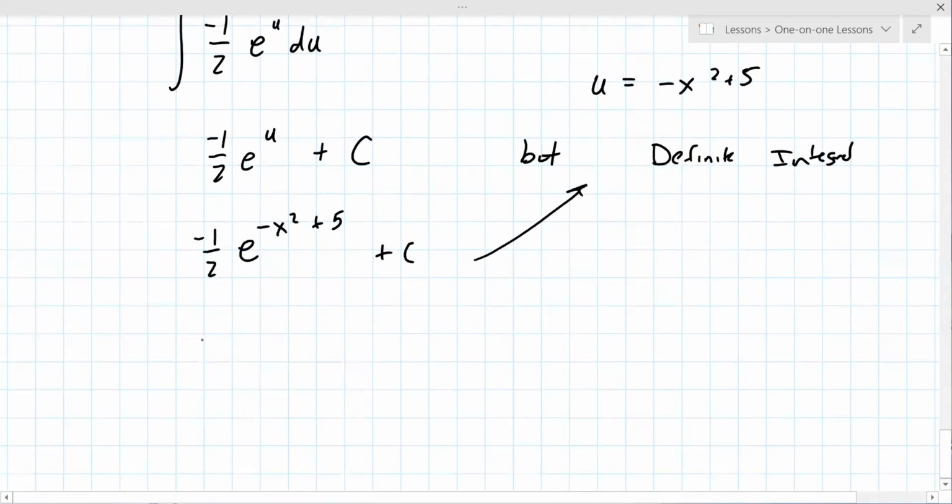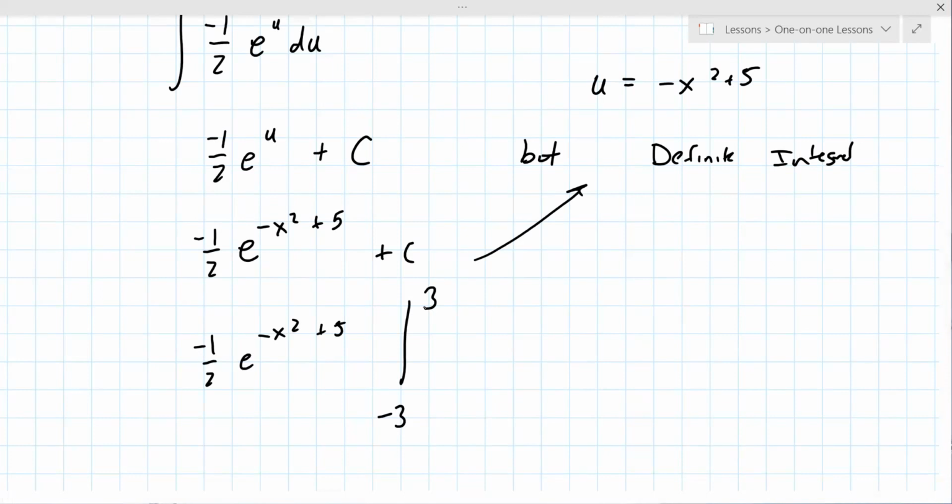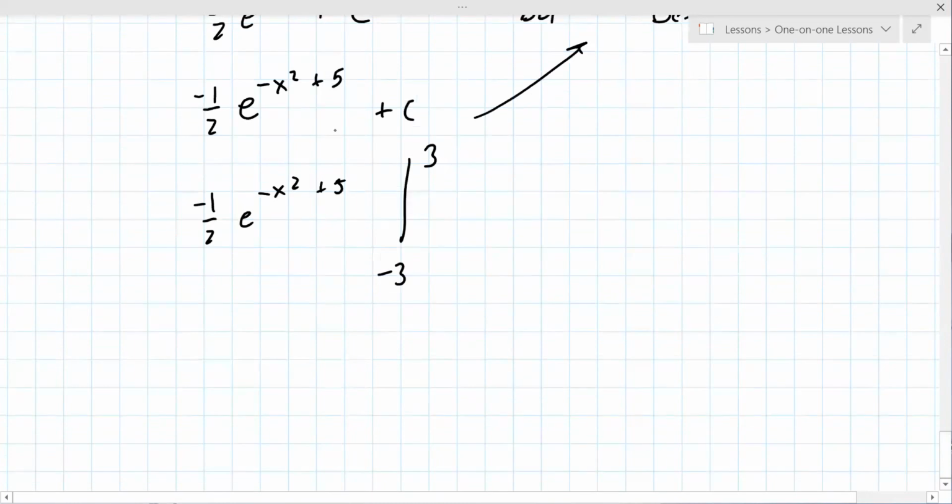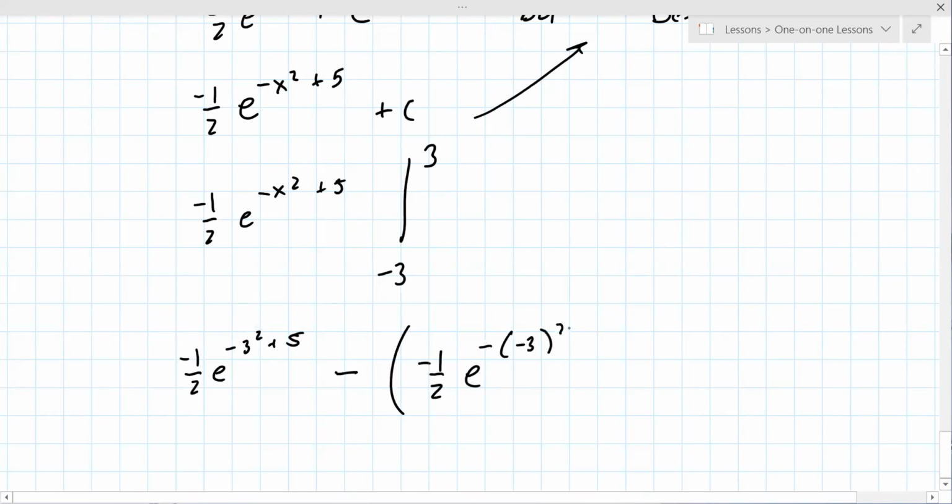So what that adds in this problem is you have to evaluate the integral from -3 to 3. And if that's something you haven't seen, okay, great. So that's the next step here. You have to first evaluate at the upper endpoint. So it's -1/2 e to the minus 3 squared plus 5, minus -1/2 e to the, and then this is minus parentheses -3 squared plus 5.